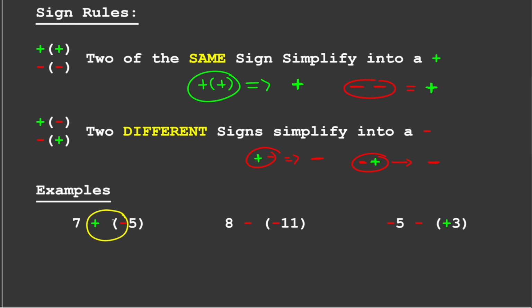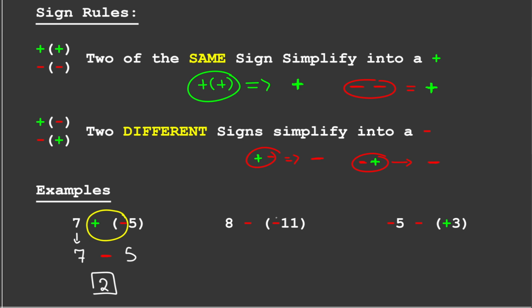There's no numbers in between them, just the two signs. And I can see that it's a positive and a negative. They're different signs, so that means I can simplify them into one negative sign, just like that. And I'll just drop down the numbers. And my new equation is just 7 minus 5. Well, I can solve that. That's just the number 2. Easy peasy, right? Let's do another one.